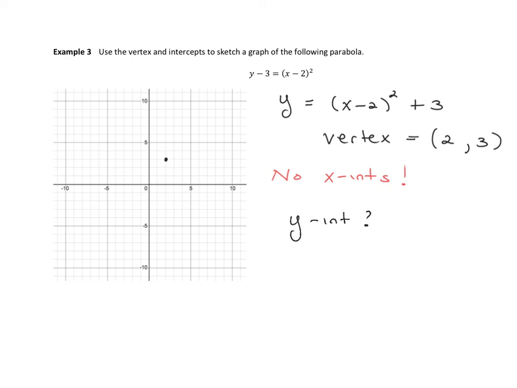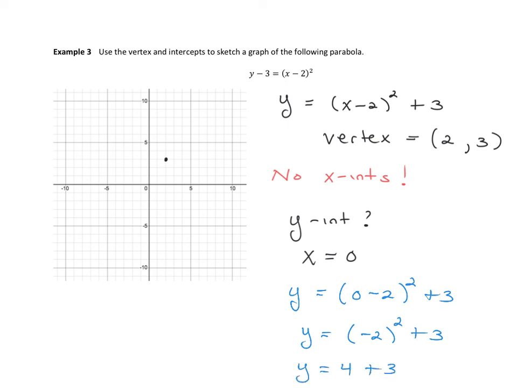To figure that out, we can take x equal to 0, put that into this equation, and solve for the corresponding y value. So if we do that, that is 0 minus 2 squared plus 3. And if you square it, I'll write it out. That's negative 2 squared, so negative 2 squared is 4. And 4 plus 3 is 7. So that's right here.